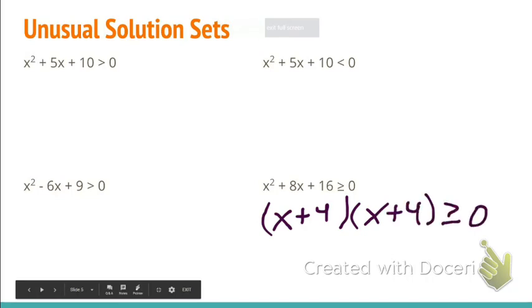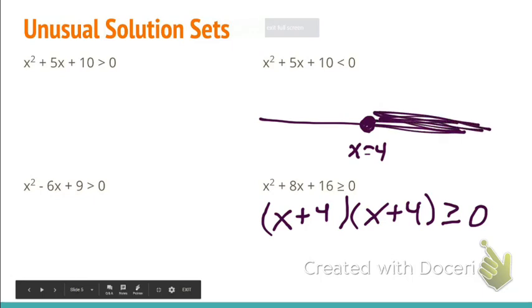And now we would have one point with a closed circle, x equals 4. If we plug in 5, we get 9 times 9 is greater than or equal to 0. That's true. If we plug in 3, we get 7 times 7 is 49, that is greater than or equal to 0. So this would also be a scenario where your solution set is all real numbers.